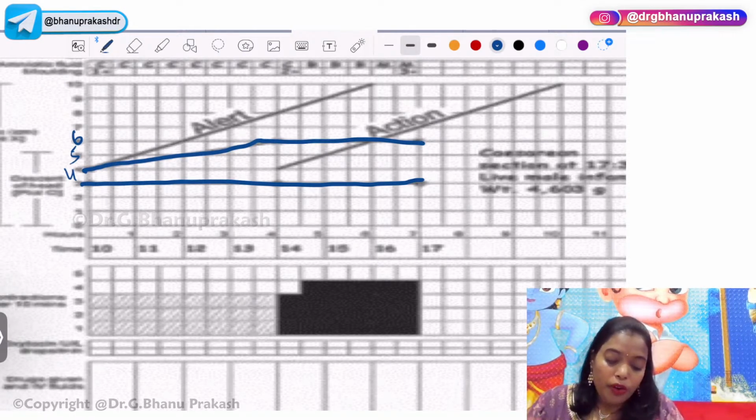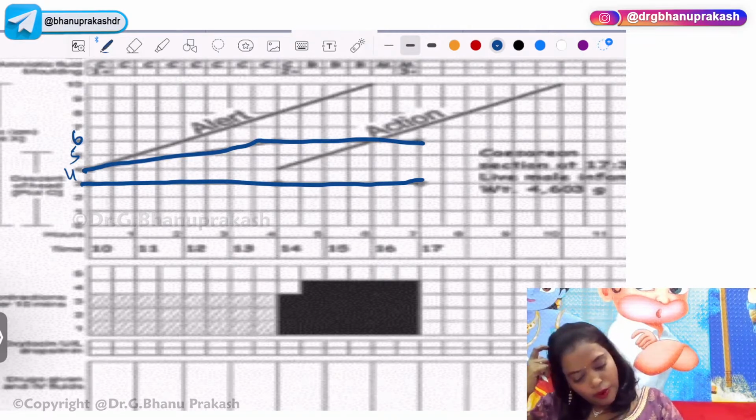And what should be the mode of delivery for this partogram? Yes, excellent. You have to do some intervention now. And what will be the mode of delivery for this partogram? And what might be the reason for this partogram? Whatever you think, you answer, not an issue at all.